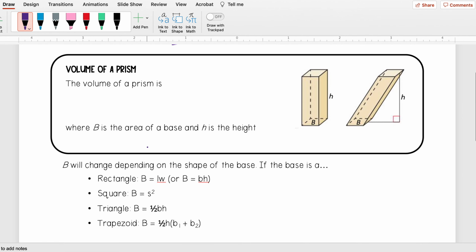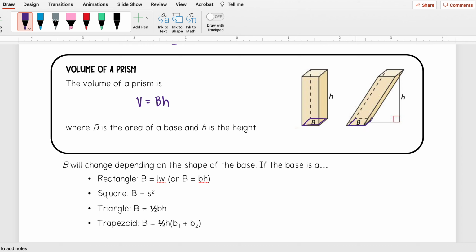And so we have the formula for the volume of a prism: V is equal to capital B times H, where B is the area of a base and H is the height. So for example, here I would find the area of my base B and multiply it by its height.